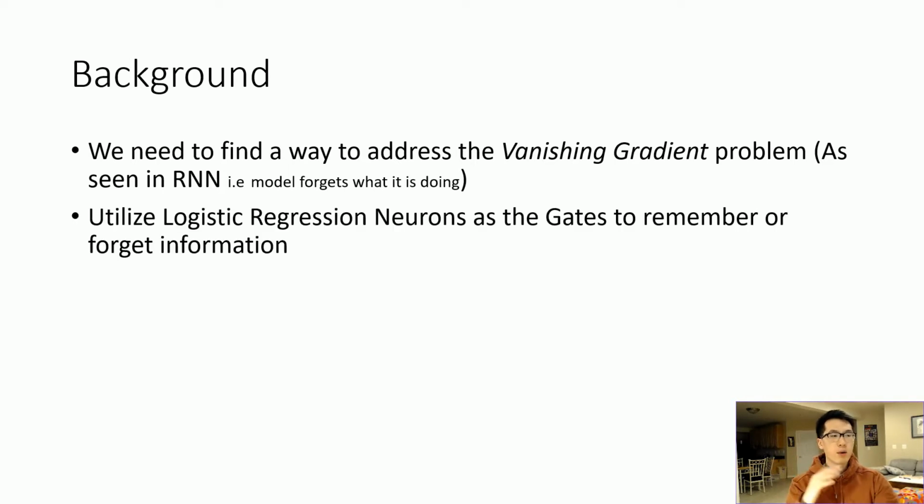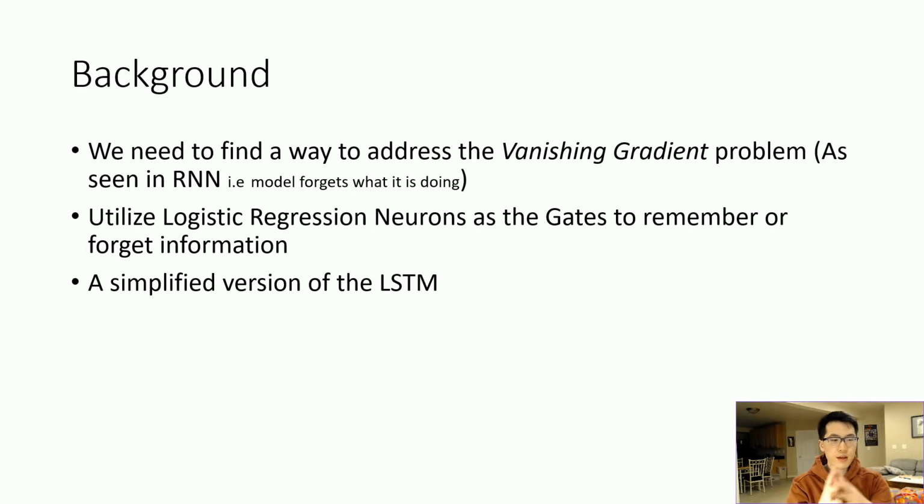So that's why we have the GRU, and it has two different gates. It has a reset gate and an update gate, where it determines whether or not to forget data or remember data based on the given inputs. And it essentially utilizes two different logistic regressions, and it determines whether or not the data that's coming in is useful or not. And this is a simplified version of the LSTM. The LSTM has 3 gates and the GRU has 2 gates.